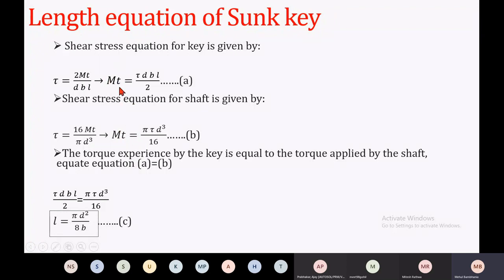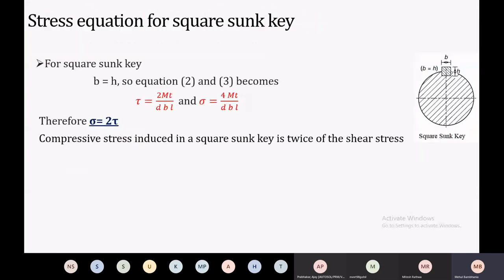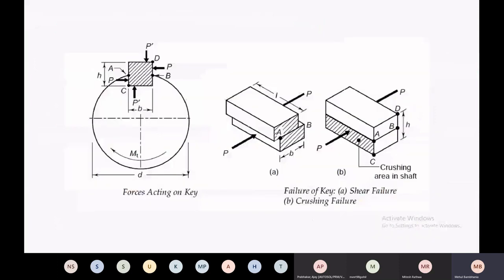Now this is the same torque. The shaft ultimately transmits the torque to the key. These two terms are almost equal, because however much torque is generated by the shaft, it is ultimately transmitted to the key. So when you equate these two equations, a and b, let's refer to that very first diagram. This is the total amount of torque generated by the shaft, and that torque is ultimately transmitted to this key. So both are equal and opposite.